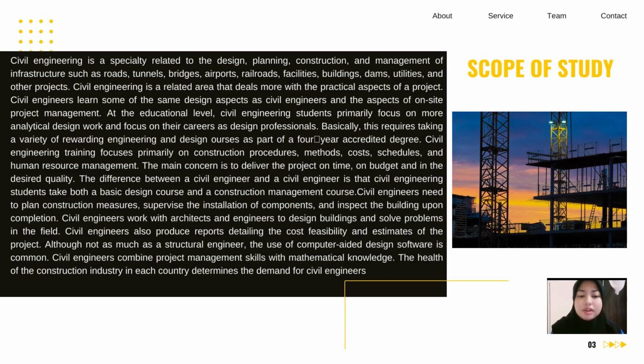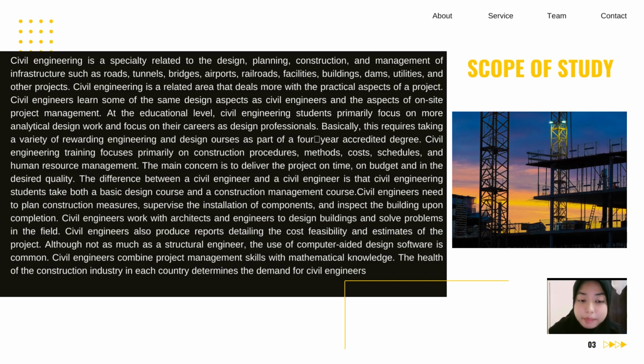The difference between a civil engineer and a structural engineer is that civil engineering students take both a basic design course and a construction management course. Civil engineers need to plan construction measures, supervise the installation of components, and inspect the building upon completion. Civil engineers work with architects and engineers to design buildings and solve problems in the field.